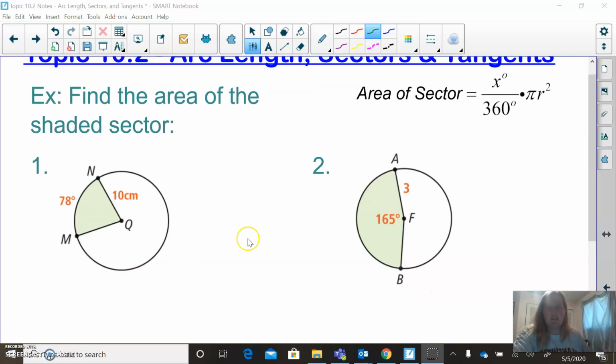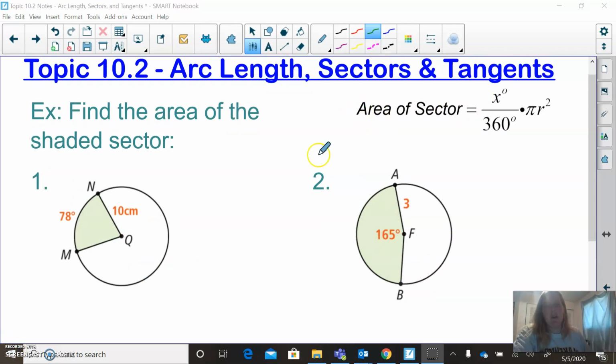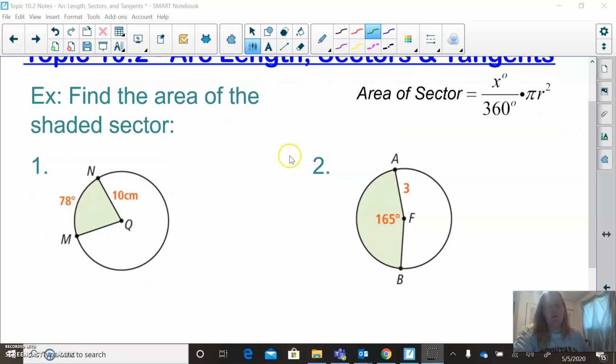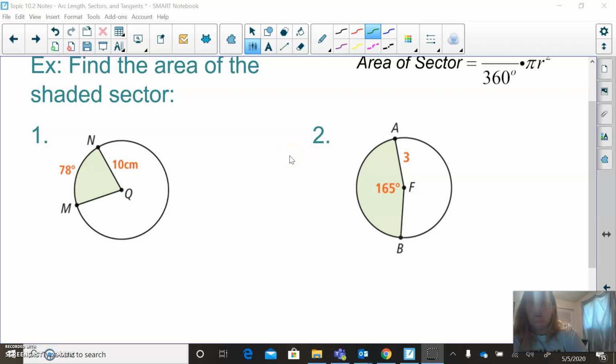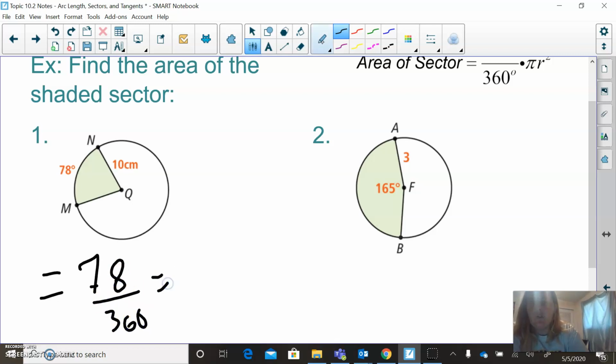Alright, so we're going to use this formula up top, area of a sector, and fill in our information. 78 is going to go in for x. So this equals 78 divided by 360. That 78 comes from right there.